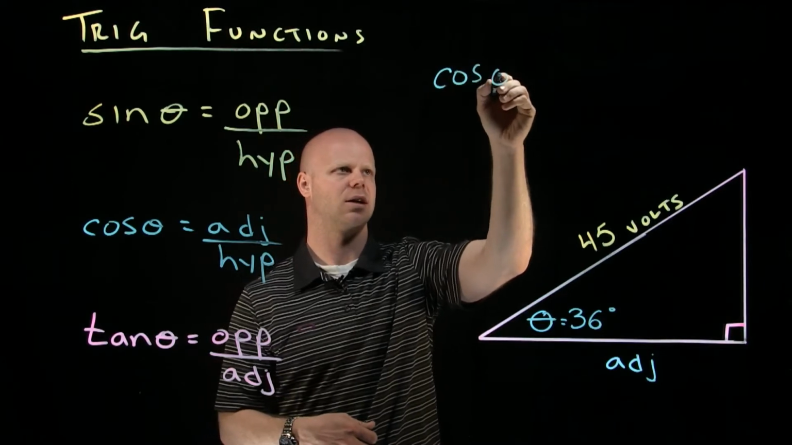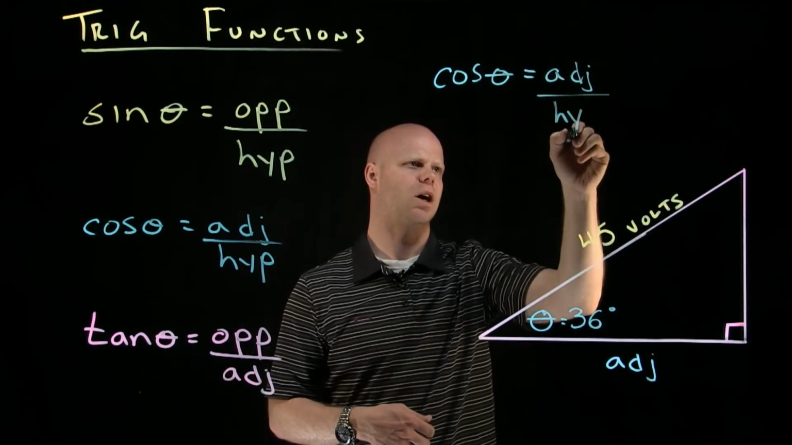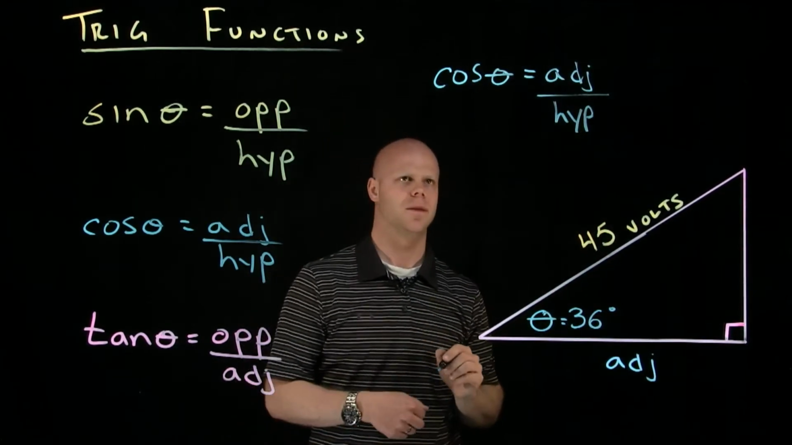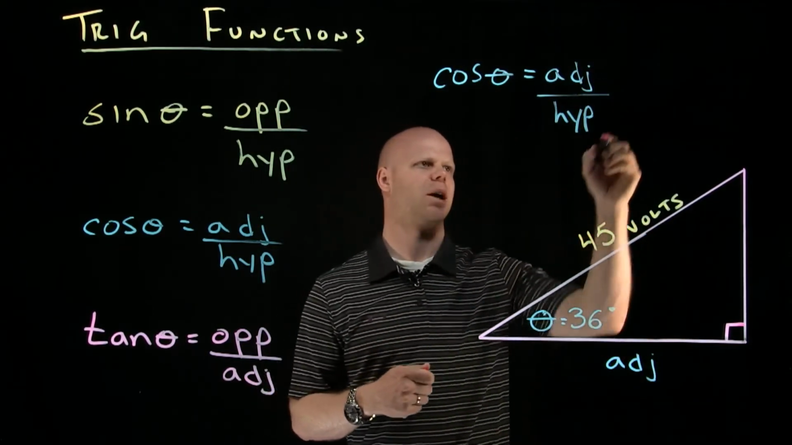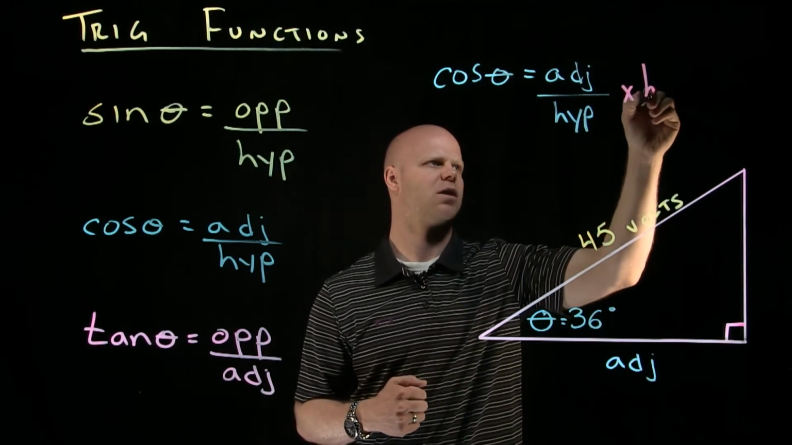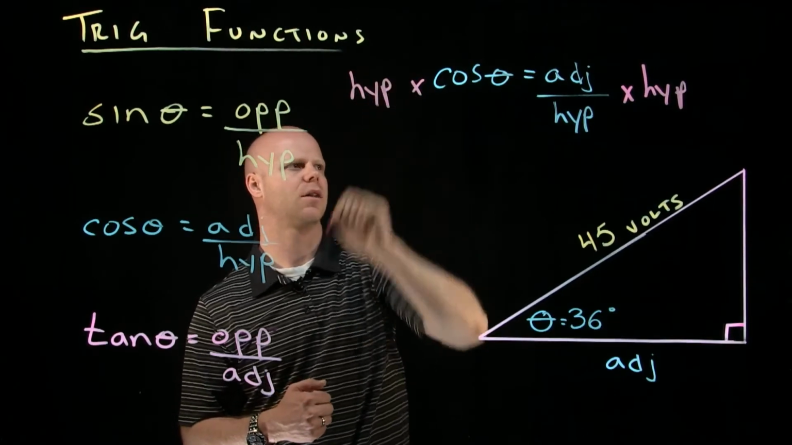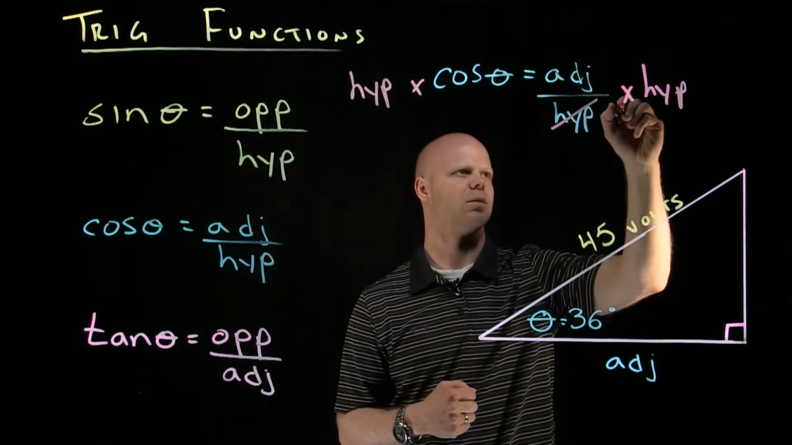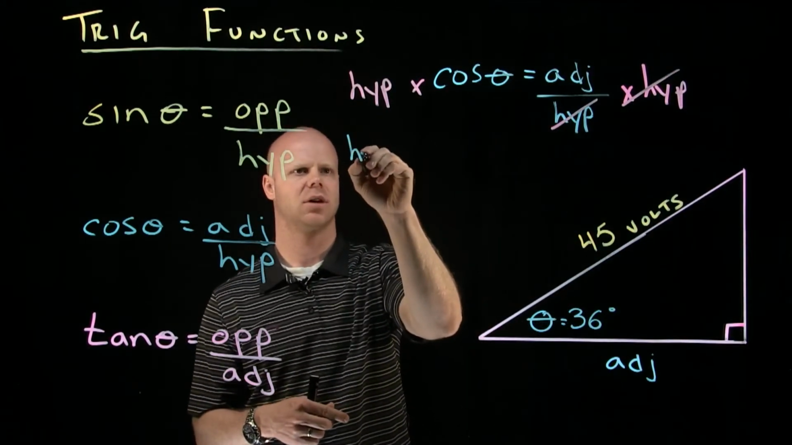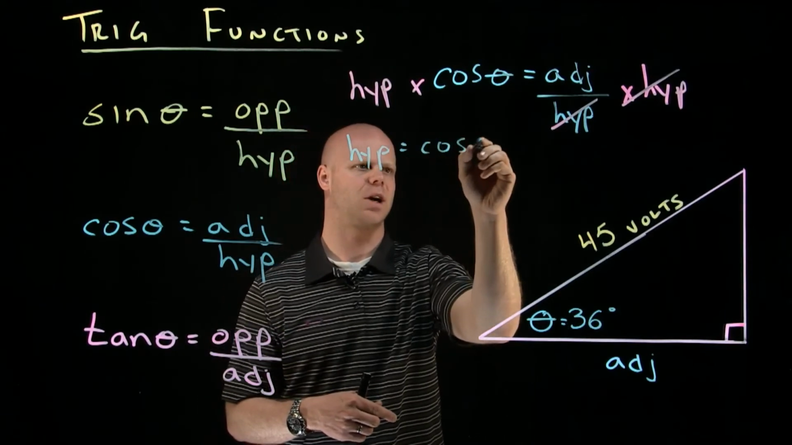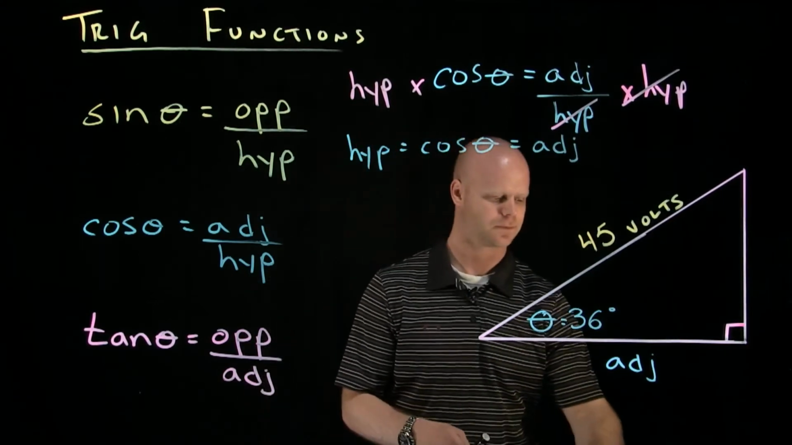So cos theta is equal to my adjacent over my hypotenuse. So now I have to transpose this formula. Adjacent is being divided by hypotenuse. Opposite of division is multiplication, so you multiply this side. What I do to one, I must do to the other. These cancel. That was why we performed that opposite function. And I am left with hypotenuse times the cos of my angle will equal my adjacent, which is what I'm looking for.